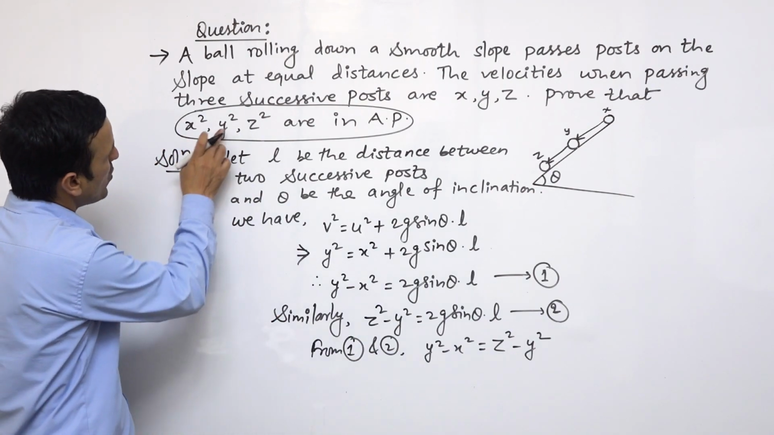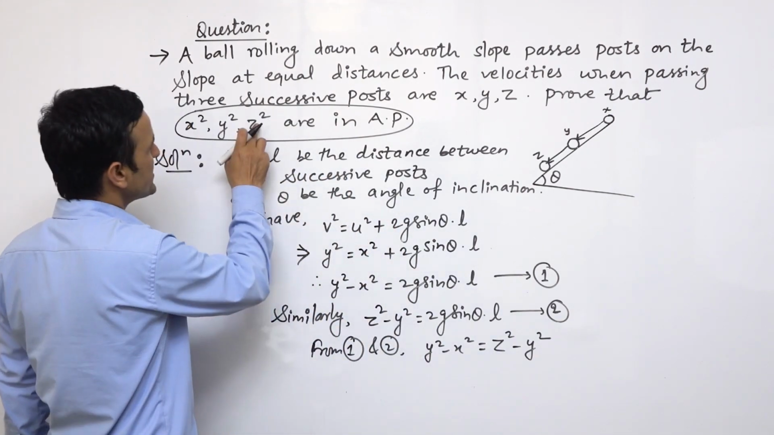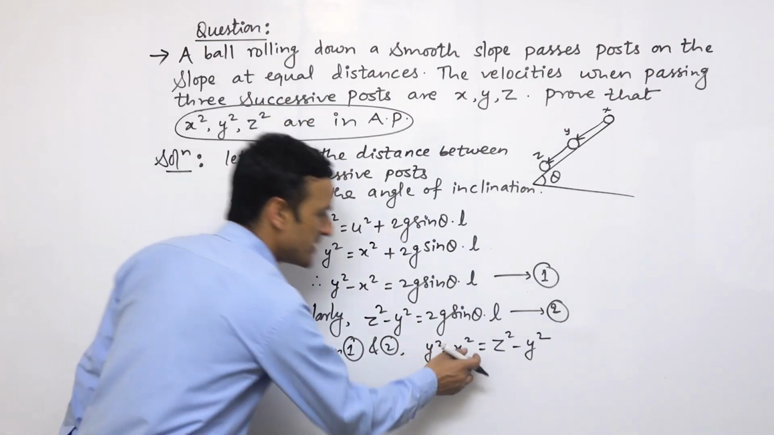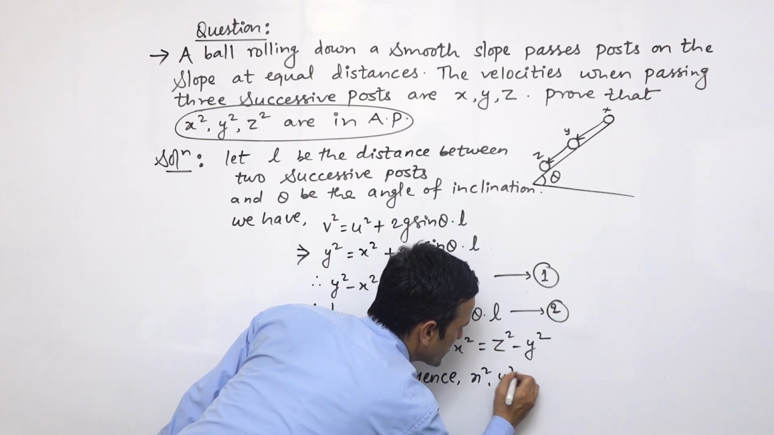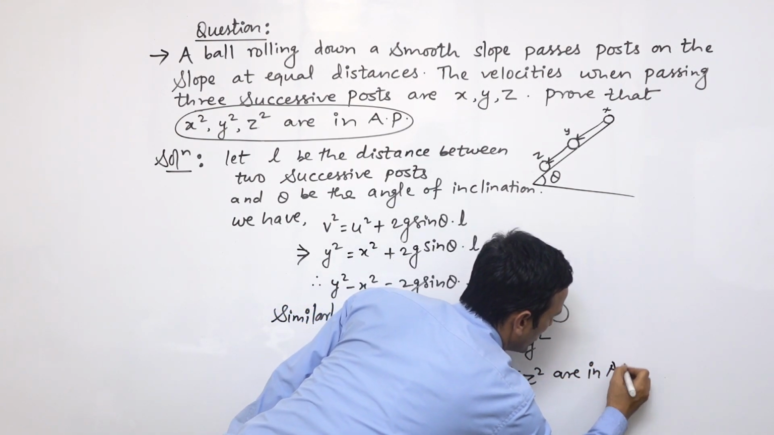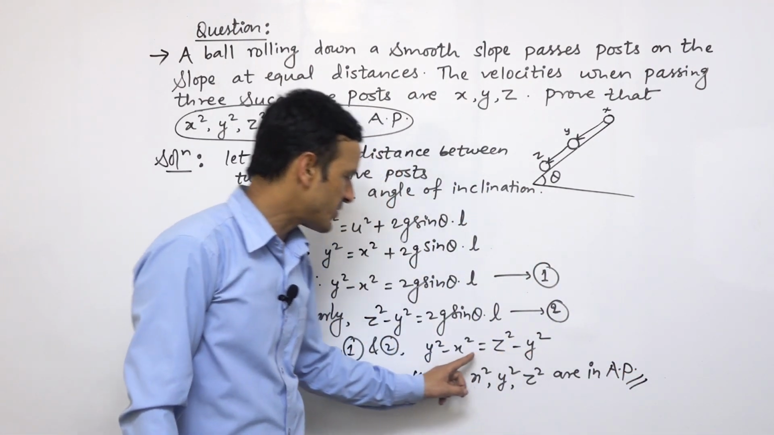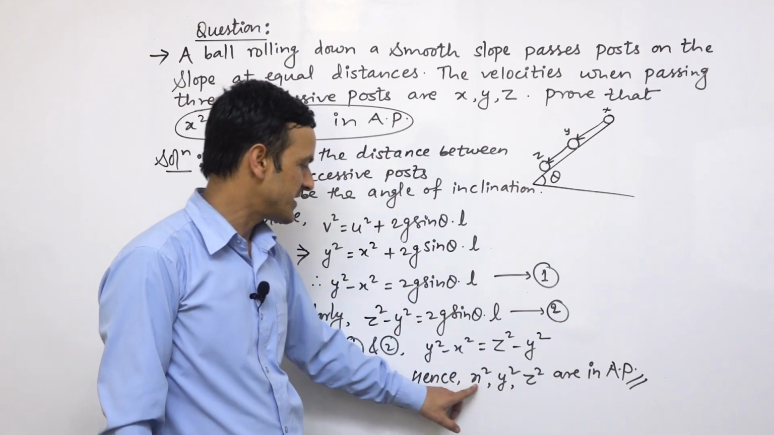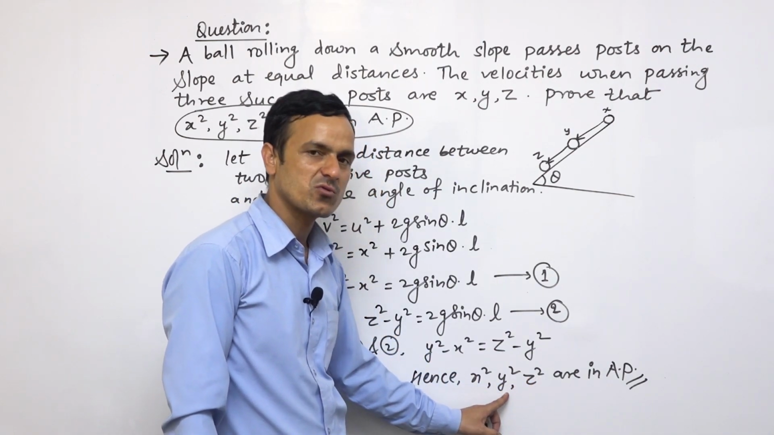So let's find out y square minus x square. This is y square minus x square, and this is z square minus y square. Here is also z square minus y square. So this means x square, y square and z square are in AP, which is the suitable expression for AP. The common difference between this and this is y square minus x square, and the common difference between this and this is z square minus y square.